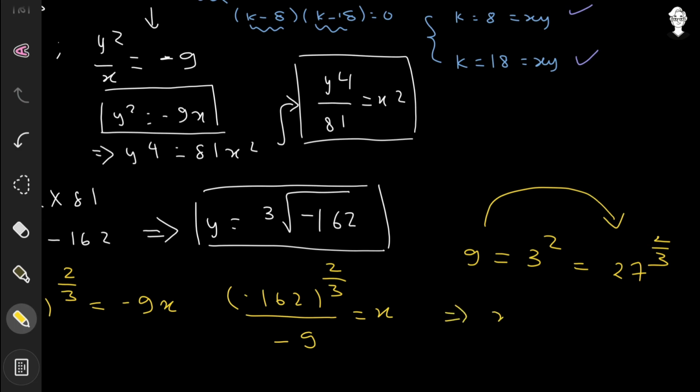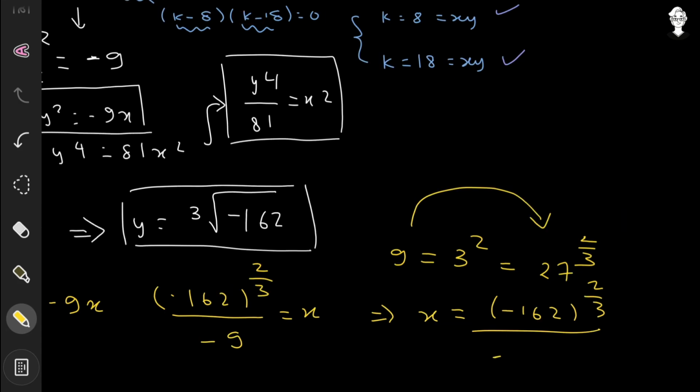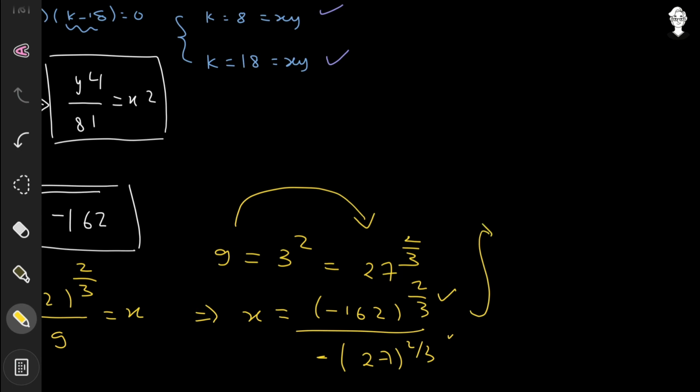So from here we will have the value of x, that is negative 162 to the power 2 upon 3 upon, now in the denominator, negative sign outside the bracket and inside the bracket 27 to the power 2 upon 3. Now as this and this have the same power, we can take them as common. So from here the value of x is going to be equals to negative sign as a common, that is the denominator 1, and inside the bracket negative 162 upon 27 to the power 3 upon 2.